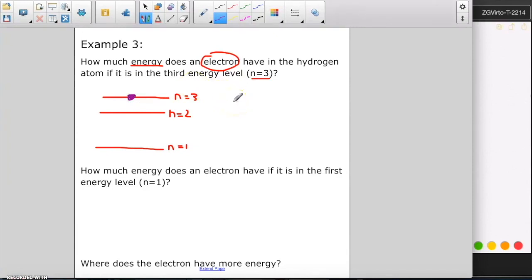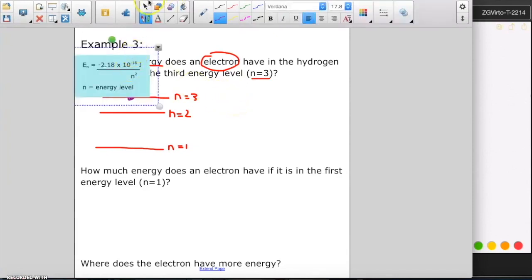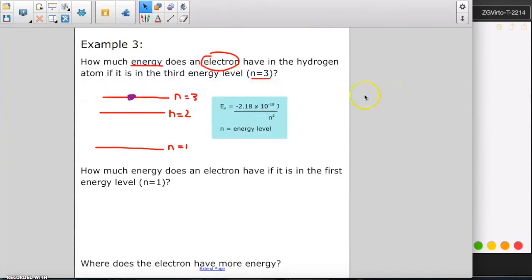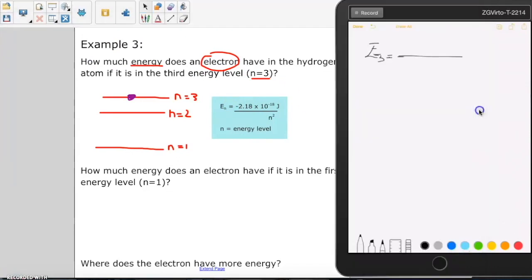And for that, we want to use the equation. Remember this equation that we learned before, which finds out the energy of the electron based on the energy level. I am going to calculate the energy of the electron when it's in level 3. So for level 3, I have to copy the number on the top, minus 2.18 times 10 to the minus 18 joules. That would be the energy divided by 3 squared, and that will be the energy of the electron when it is in the third energy level.